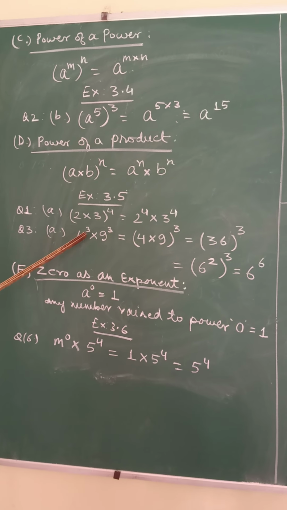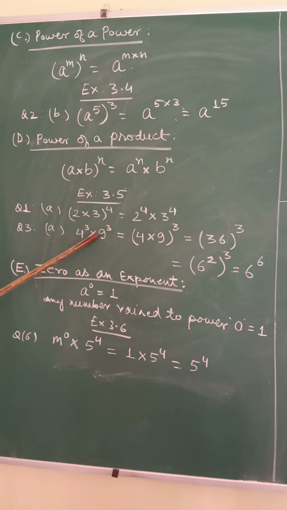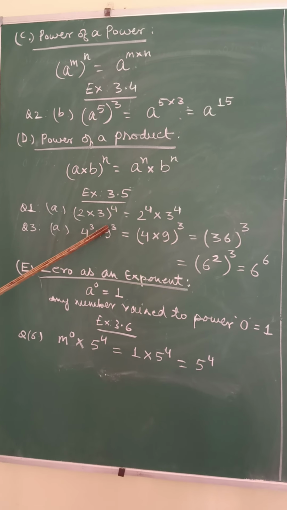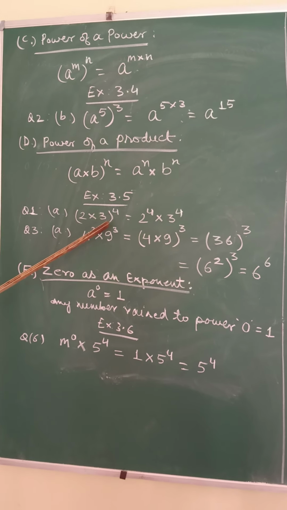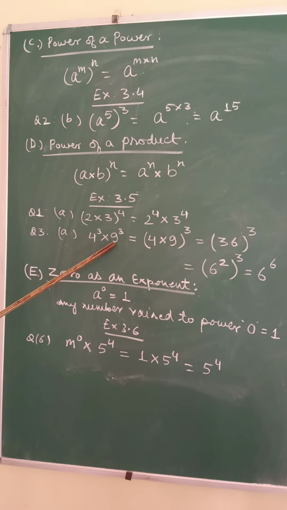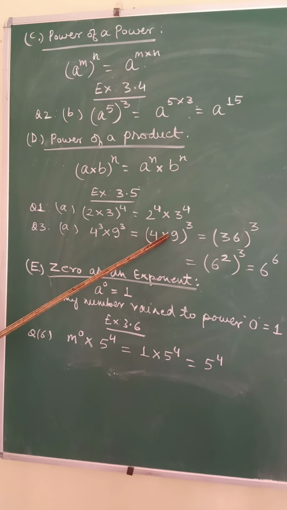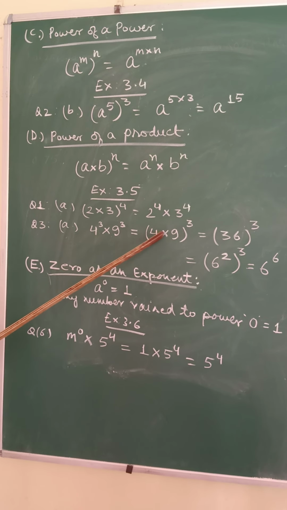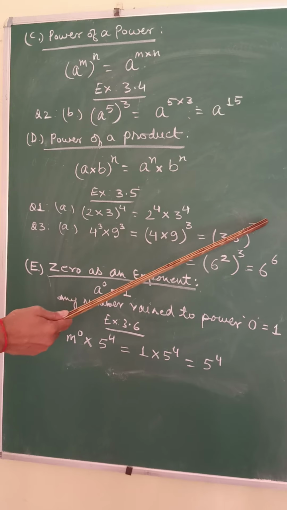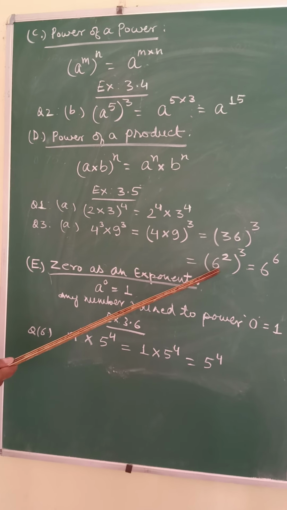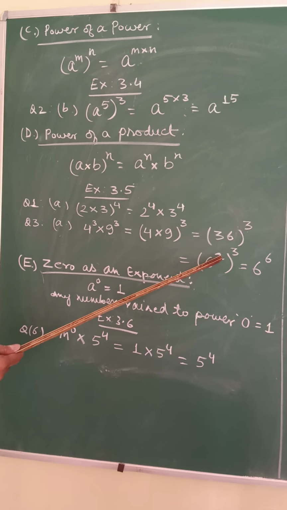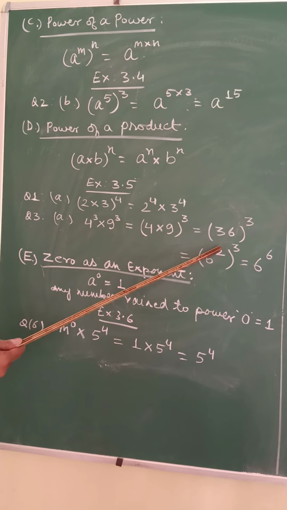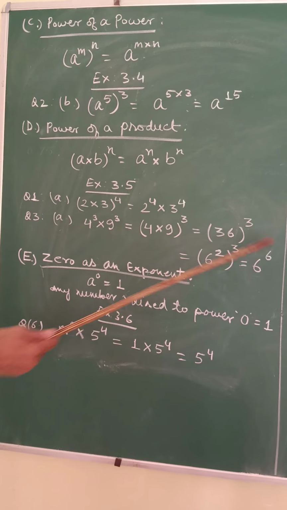Question 3, a part, 4 raised to power 3 multiply 9 raised to power 3. So here you can see both the numbers have the same power 3, right? And 4 and 9 are multiplying. So we can write 4 multiplied by 9, in brackets, whole raised to power 3. 4 into 9, that is 36 raised to power 3. 36 we can write as 6 raised to power 2. Then you will get 6 raised to power 6, as 2 will multiply with 3.